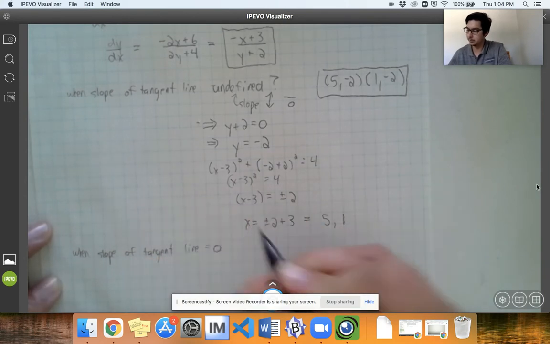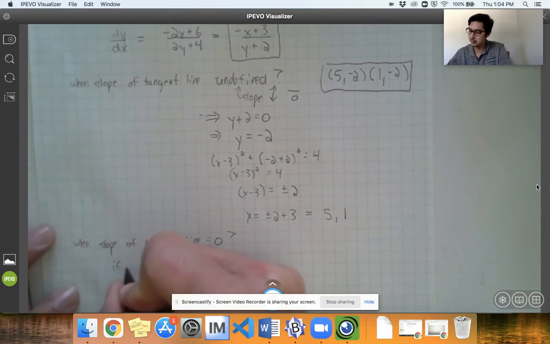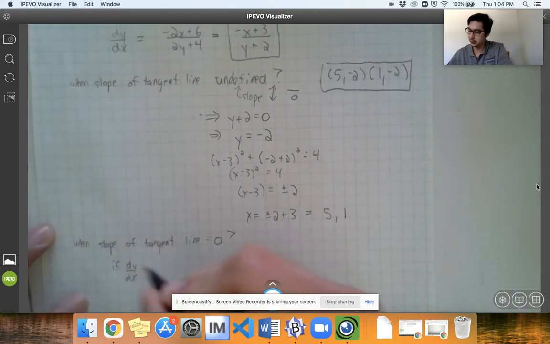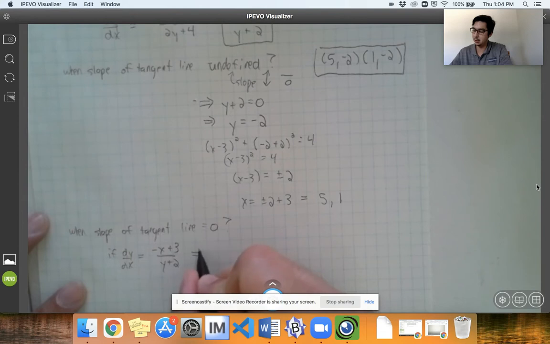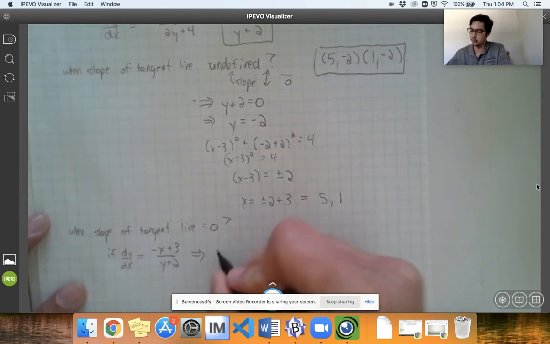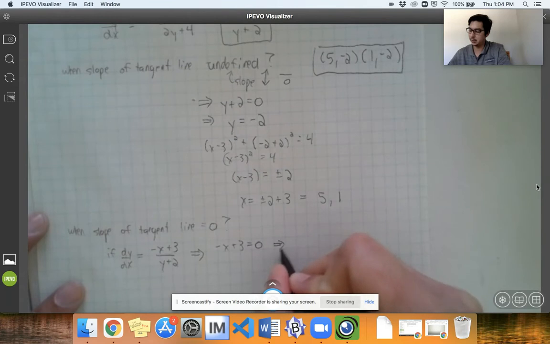Equal to 0, right? Well, if our derivative function dy/dx is defined by (-x + 3)/(y + 2), when is this going to equal 0? That implies that all we care about is when the numerator equals 0. When does -x + 3 equal 0? Which is the case when x is equal to 3.